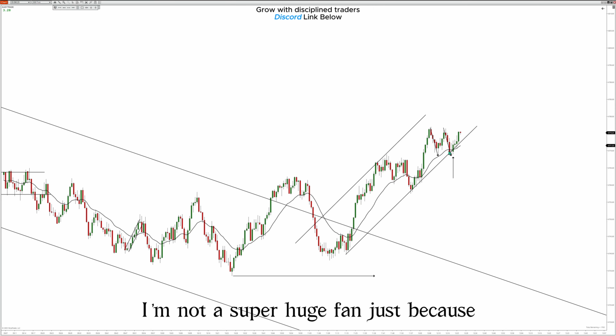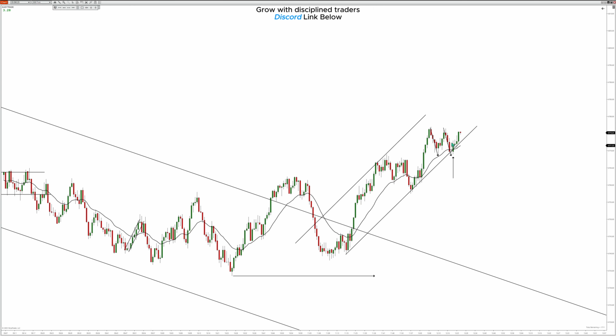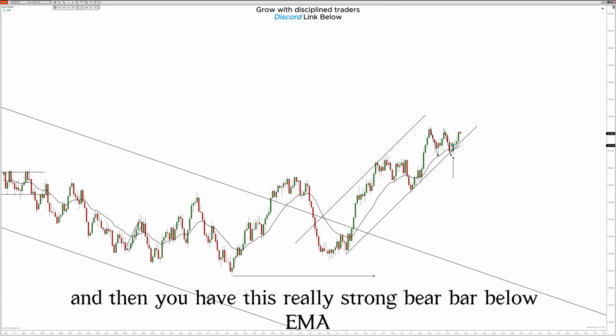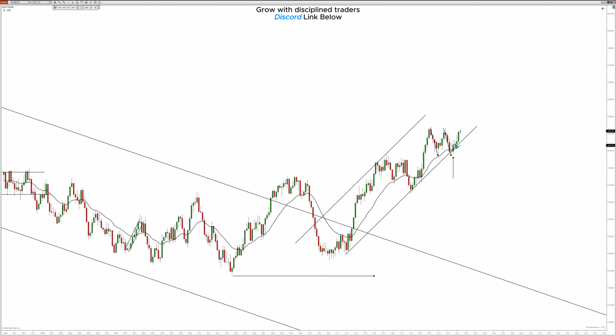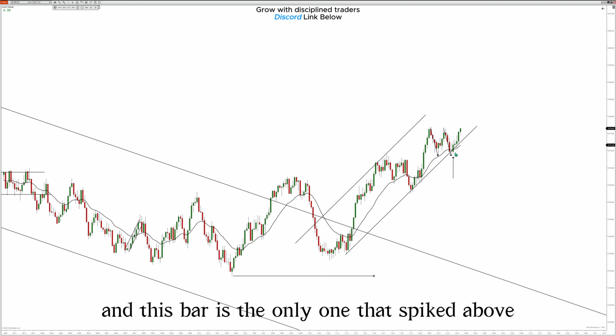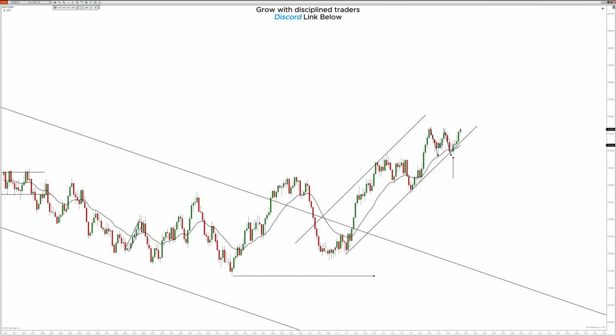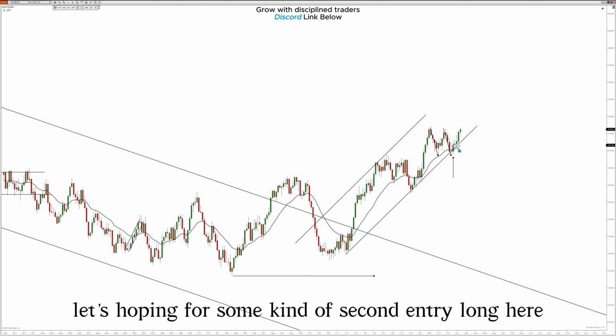I'm not a super huge fan, mainly because you have to enter with the double bar, and then you have this really strong bear bar below EMA that closed below EMA, and this bar is the only one that spiked above. So you can consider it. I'm just not a huge fan of it.